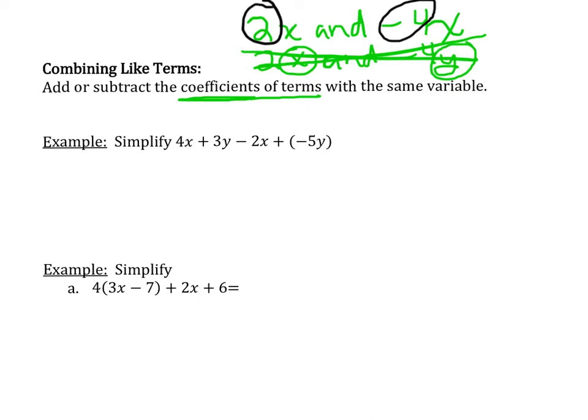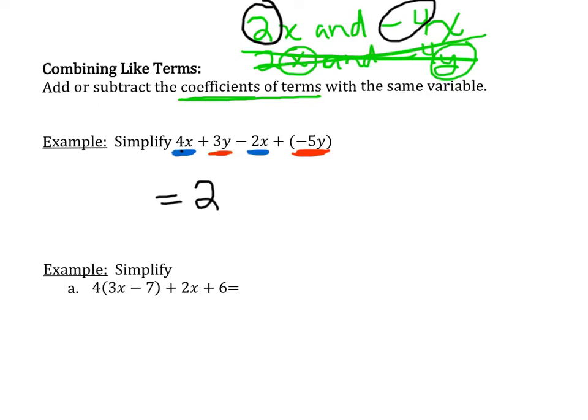All right, in this example, we have 4x plus 3y minus 2x plus a negative 5y. We want to combine like terms or simplify. Well, first, we've got to look at our like terms. For instance, this 4x and this minus 2x are like terms, and the 3y and negative 5y are like terms. And so if we're going to combine like terms, then we need to be able to look at 4x, and I have a minus 2x. If I can do 4 and that minus 2, I'm going to get a positive 2.